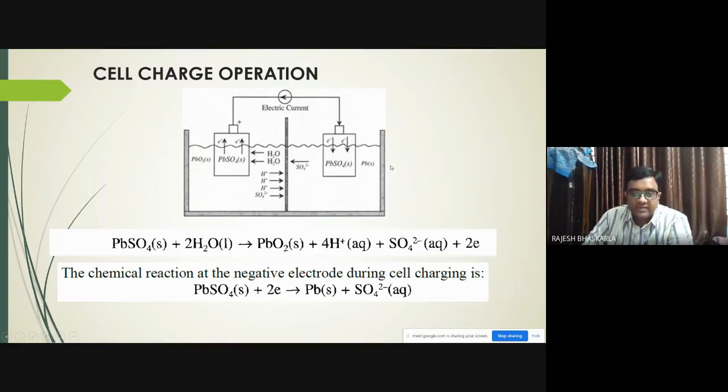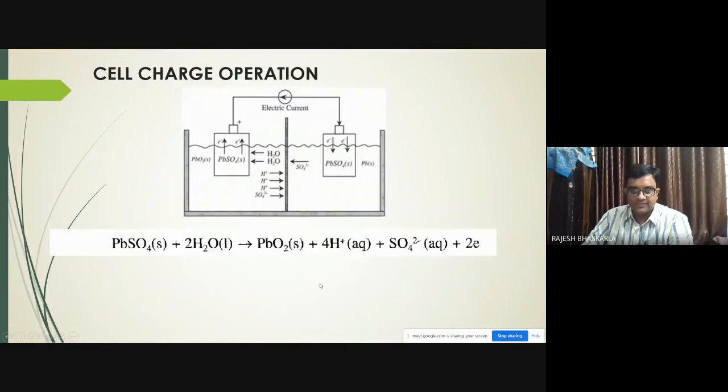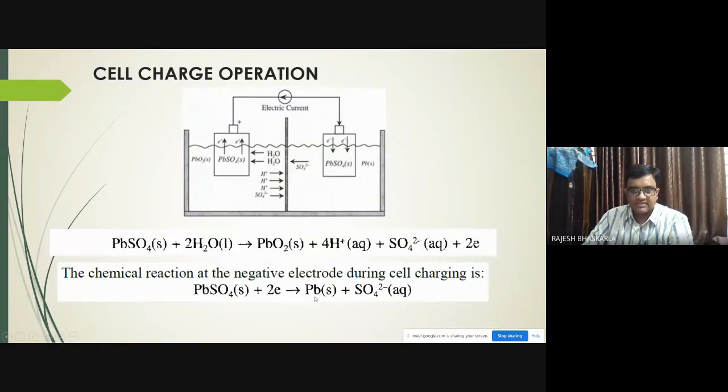So here lead is purely formed from lead sulfate. If you observe the previous equation, the same equation, lead sulfate plus 2e, is now reversed to this one. So you have to understand this. This is what happens at the negative electrode. If you remember any one reaction, don't remember both, you'll get confused.